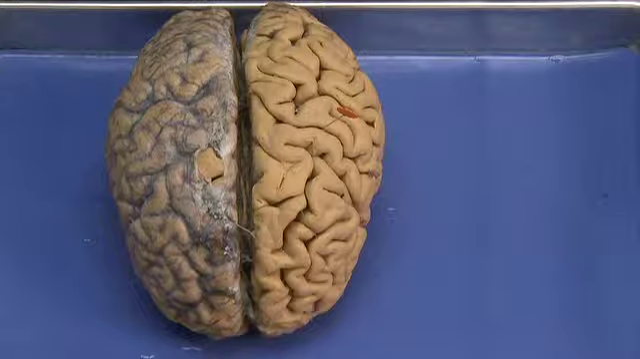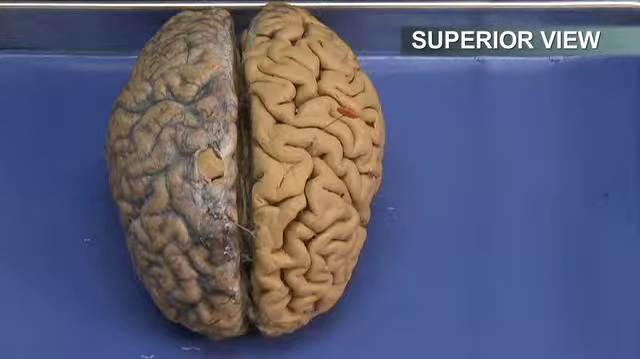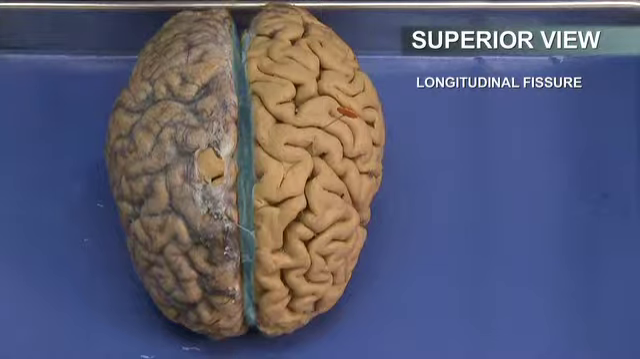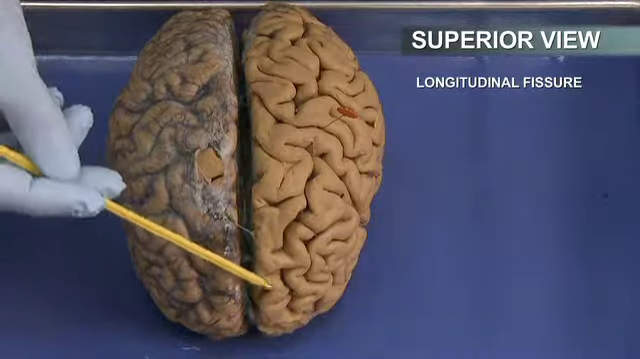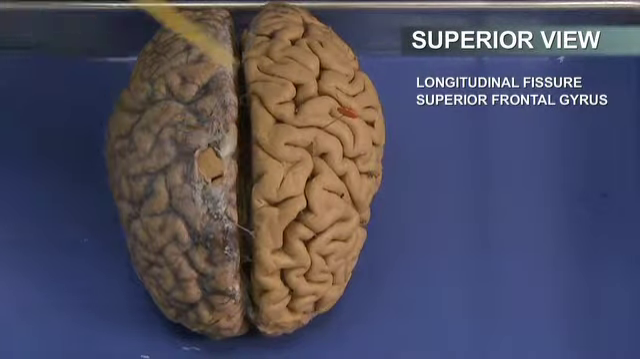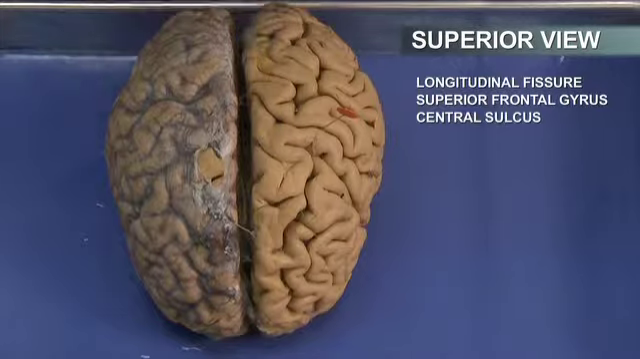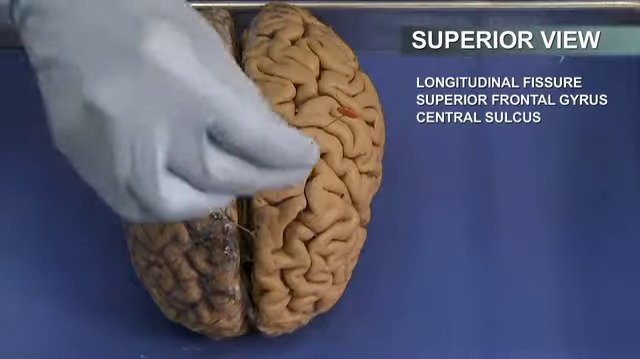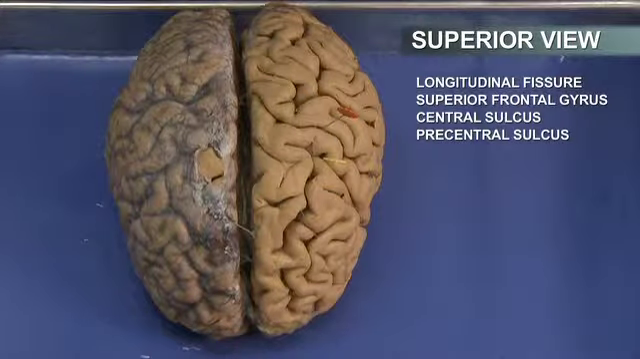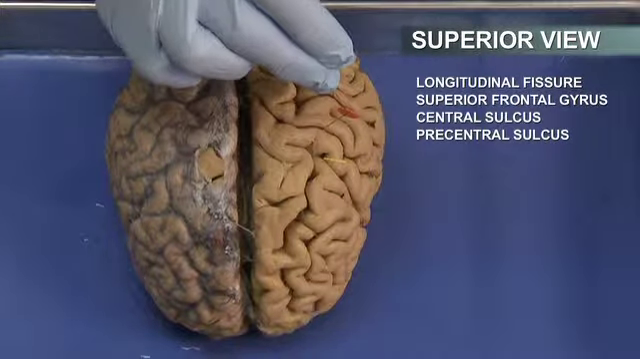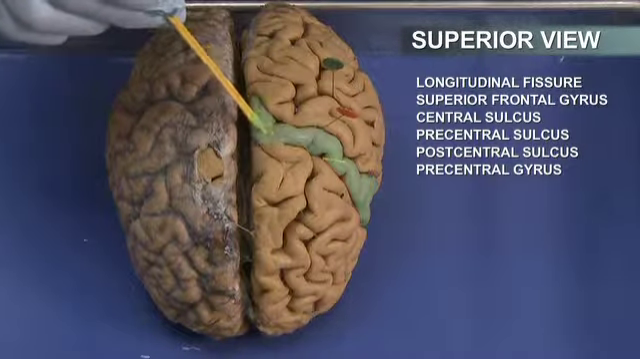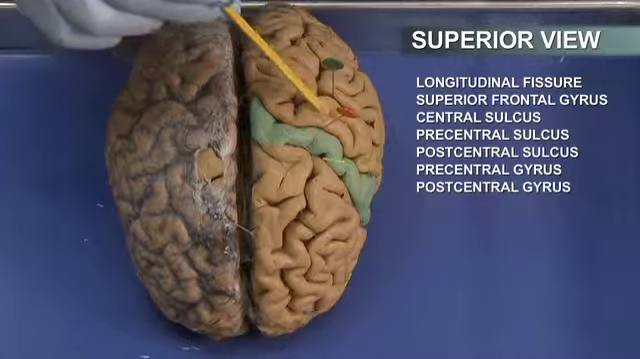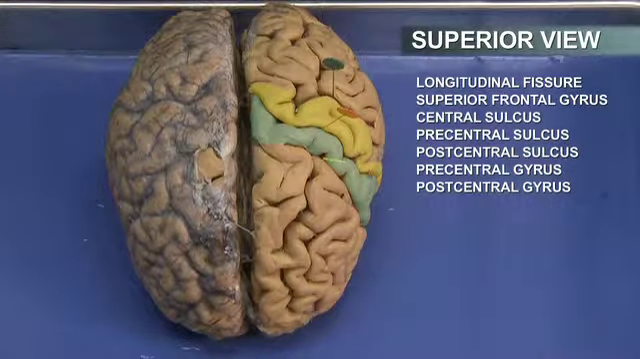We will end this movie with the superior view of the brain and point to the longitudinal fissure that separates the left and right cerebral hemisphere, superior frontal gyrus, central sulcus, precentral sulcus, postcentral sulcus. This is precentral gyrus. This is postcentral gyrus. This concludes the cerebral hemisphere demonstration.